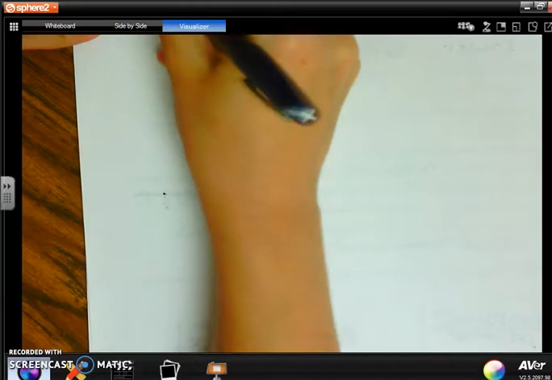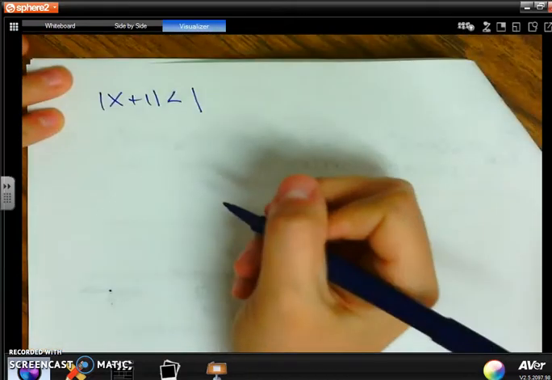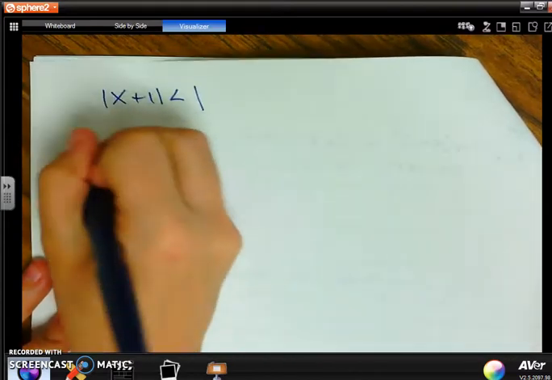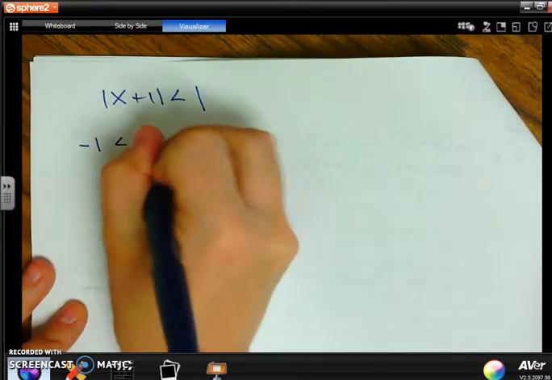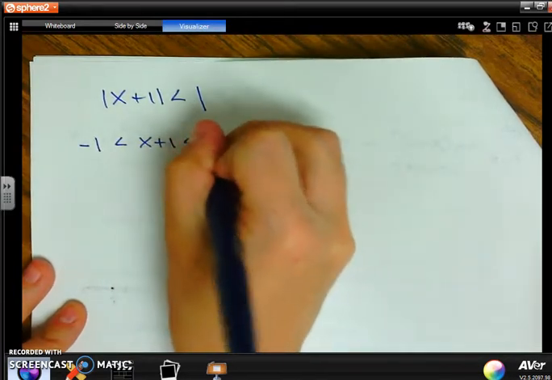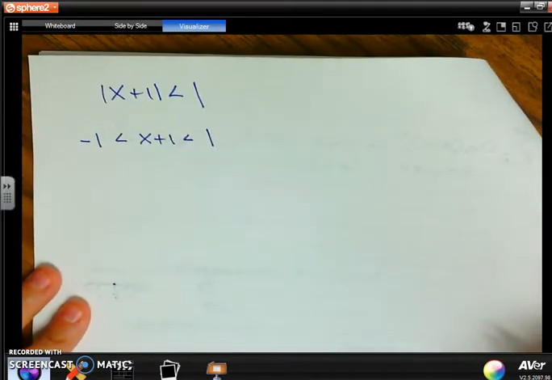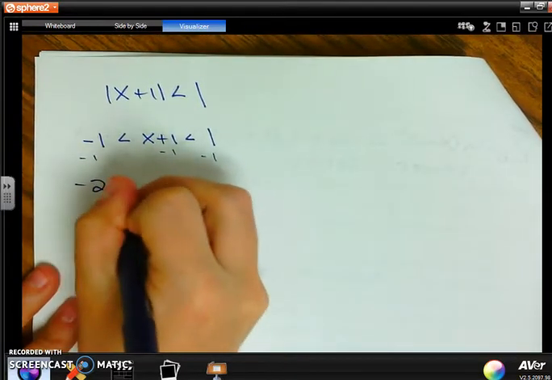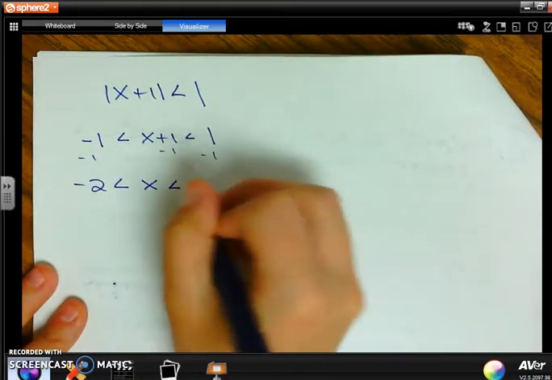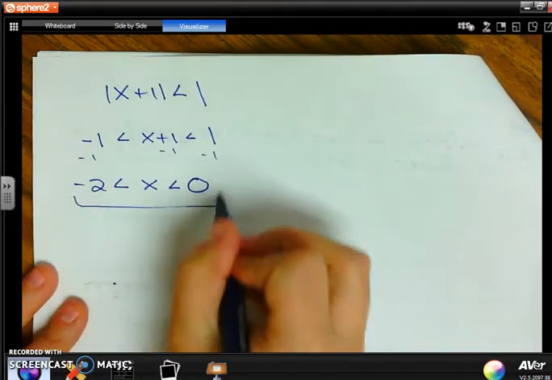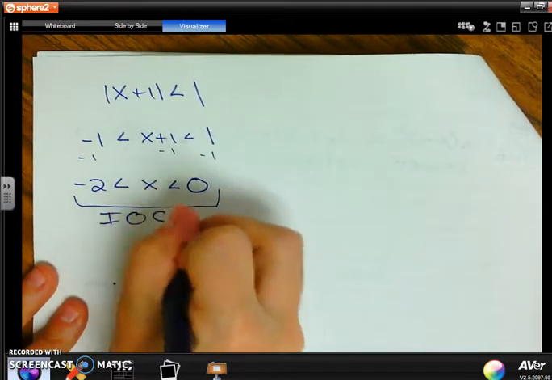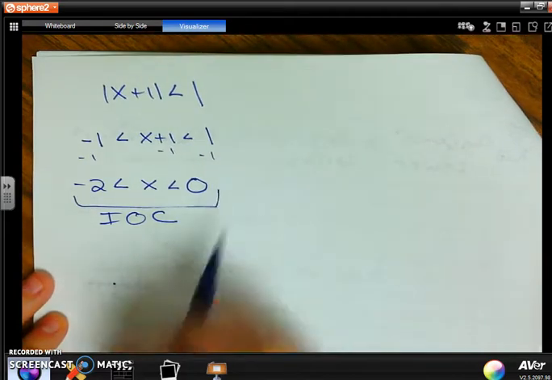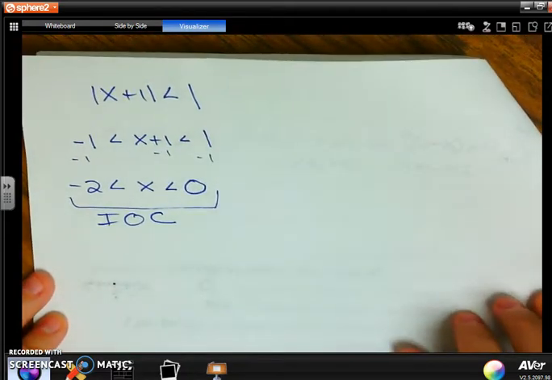So remember, this was my goal. I had this thing, and I wanted to figure out where it was less than 1. So in order to solve that absolute value, remember you make this a negative, so it's negative 1 less than x plus 1. You drop the absolute values, less than 1, and you have to kind of break it into 2 parts. So you subtract 1, so you get a negative 2 less than x less than 0. This is my interval of convergence. As long as I keep my x between negative 2 and 0, I'm going to have that whole summation converge.